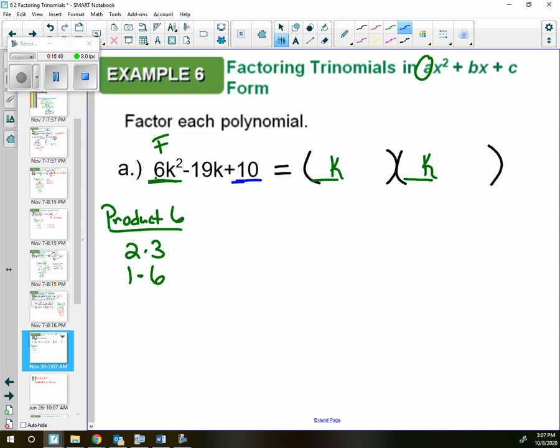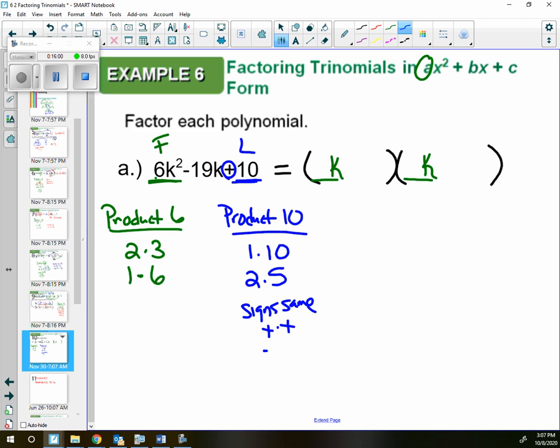All right, now we're going to go to the last. So here's my last term. So this is the product of the last, and notice it's positive. We need things that multiply to 10 for that last position. So 1 times 10 and 2 times 5. And remember, the signs have to be the same because it's a positive, right? So the signs have to be the same. So it's either plus times plus or minus times minus.